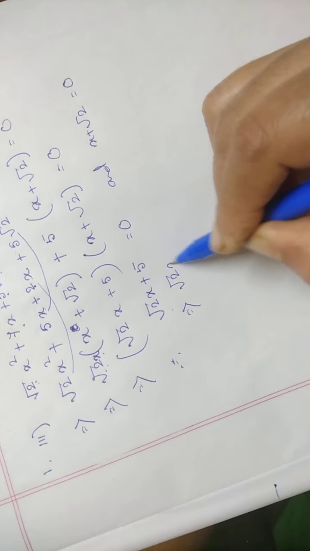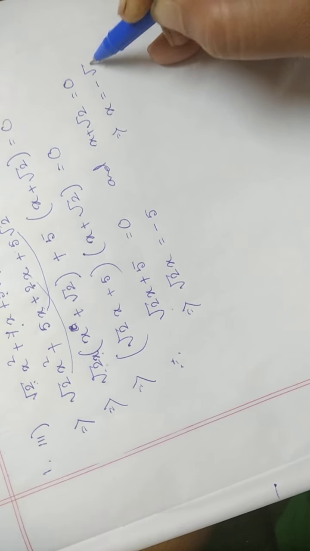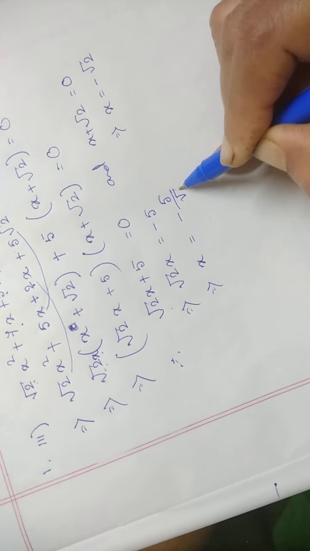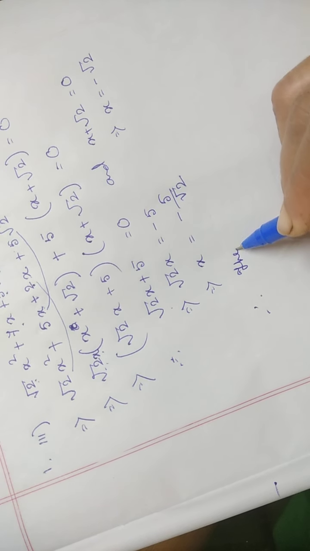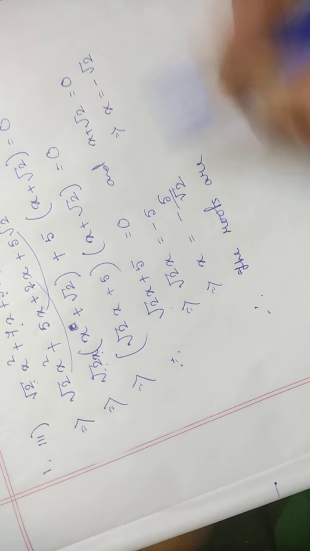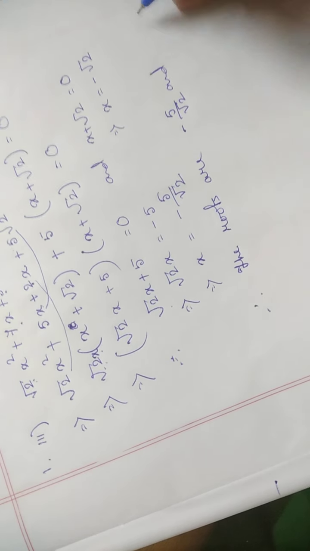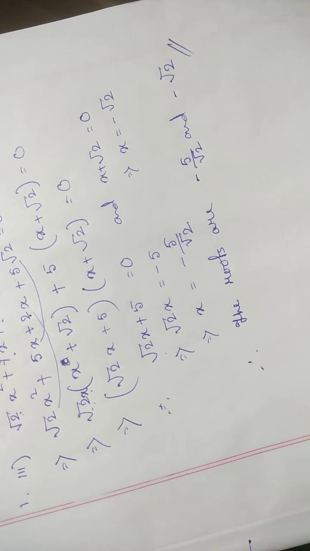So root over 2 x is equal to minus 5. From here x is equal to minus 5 by root 2. And x is equal to minus root 2. Okay, therefore the roots are, what are the roots? This one and this one: minus 5 by root 2 and minus root 2. So by factorization, you can find the roots of the quadratic equation. Okay.